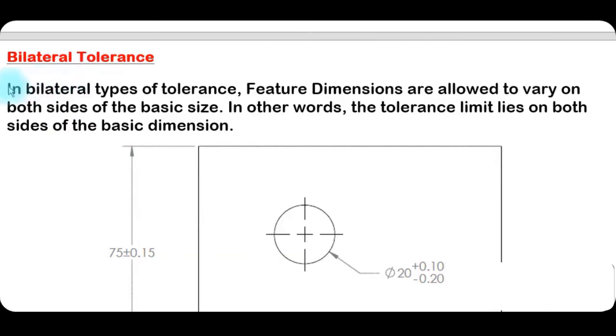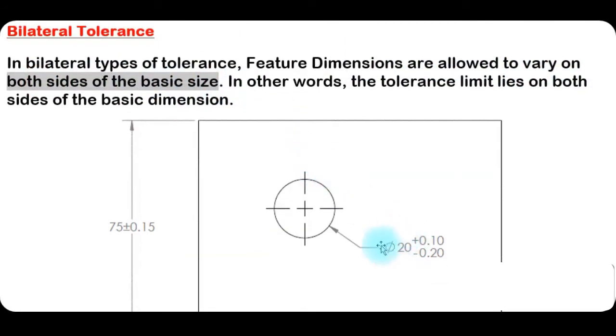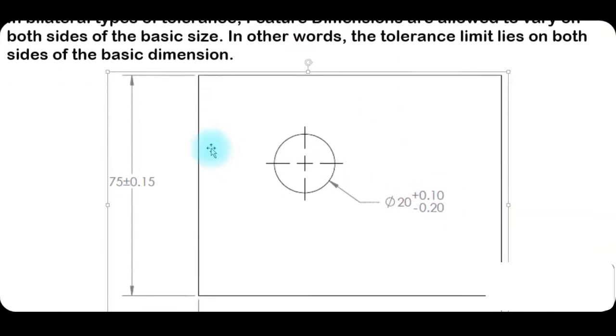Bilateral tolerance. In bilateral tolerance, feature dimensions are allowed to vary on both sides of the basic size. In other words, the tolerance lies on both sides of the basic dimension.